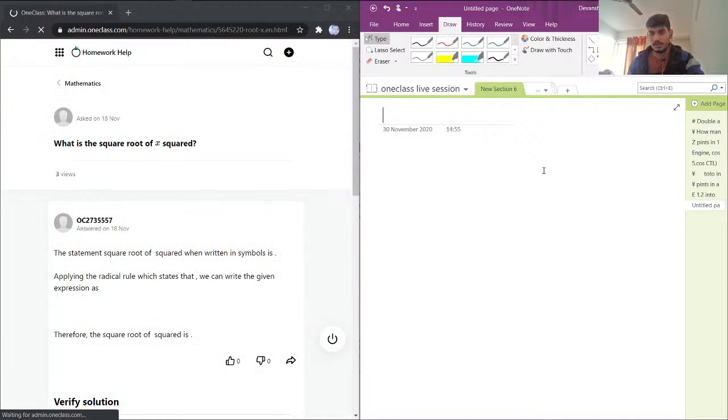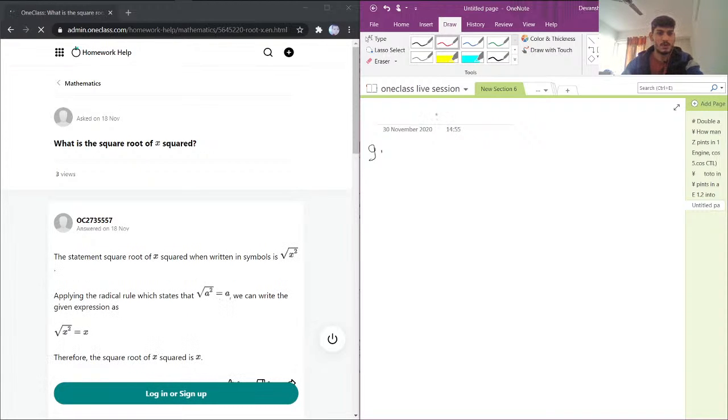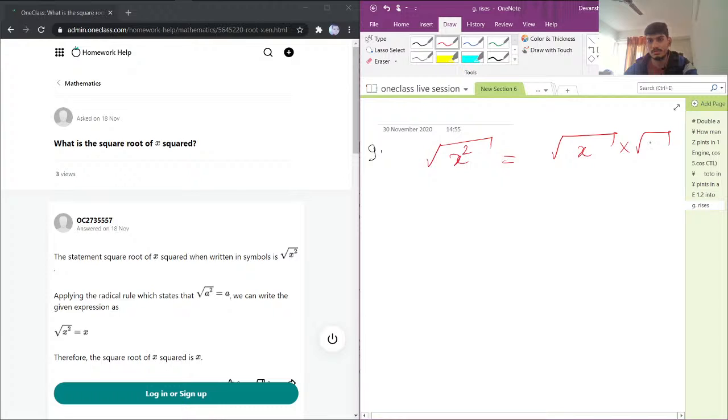We'll go to question number 9. Question number 9. What is the square root of x squared? Okay, so it is basically asking square root of x squared. This is very simple. As this is a square root, we need two pairs of same numbers. So x, so this will be equal to x only.